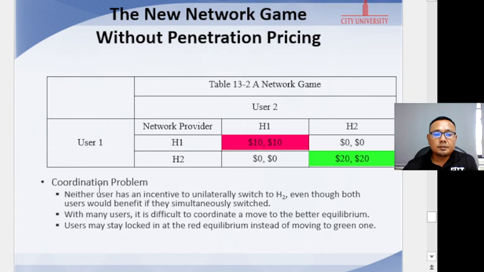The first slide here is the new network game without penetration pricing. The coordination problem: neither user has an incentive to unilaterally switch to H2, even though both users would benefit if they simultaneously switch. So with many users, it is difficult to coordinate a move to the better equilibrium. Users may stay locked in at the red equilibrium instead of moving to the green one.